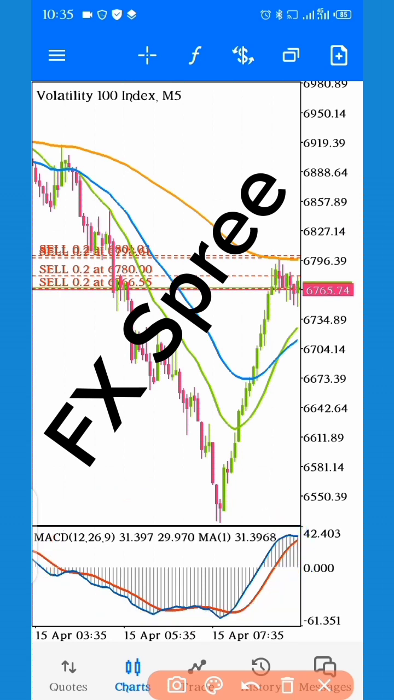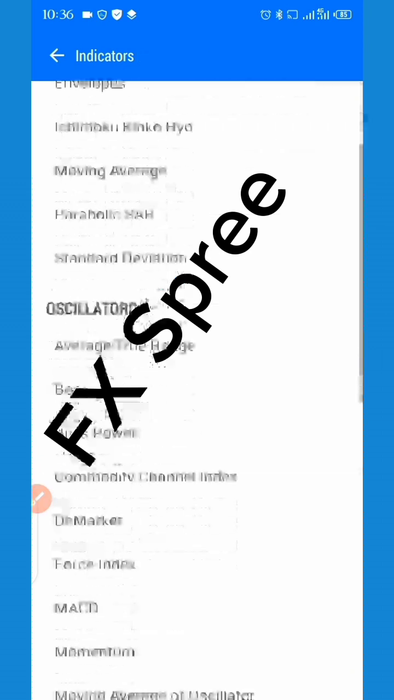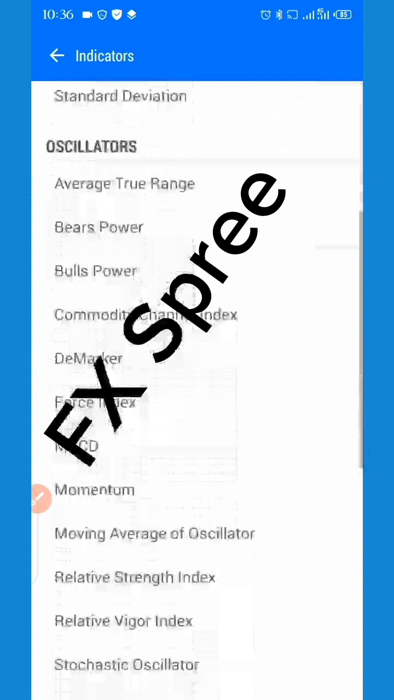So let's go to the main window. As you know, go back to F again. When you tap F, it takes you here, and you go to this F again. When you tap it, it will take you to the oscillator. When it takes you to the oscillator, as you can see, you go to MACD here.